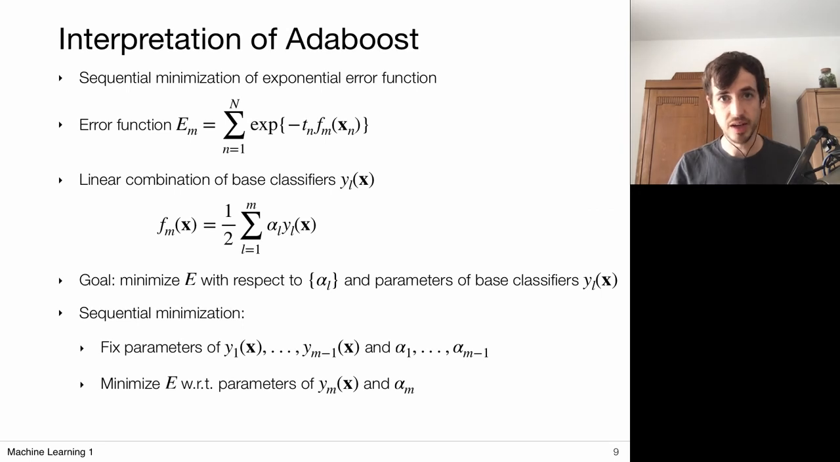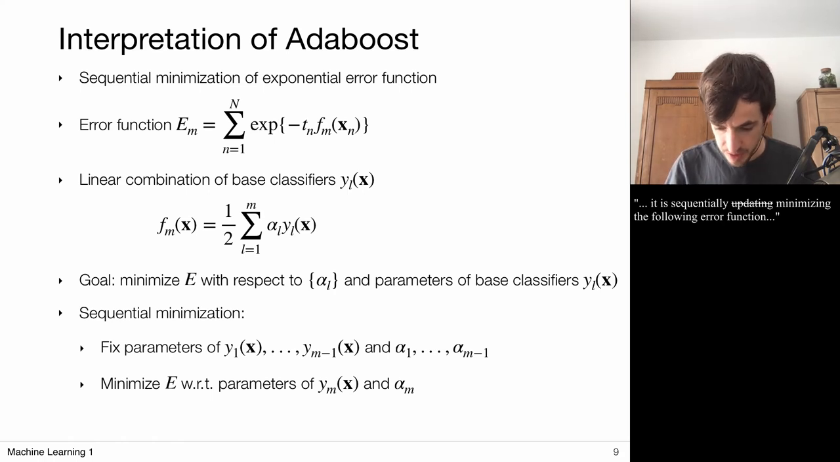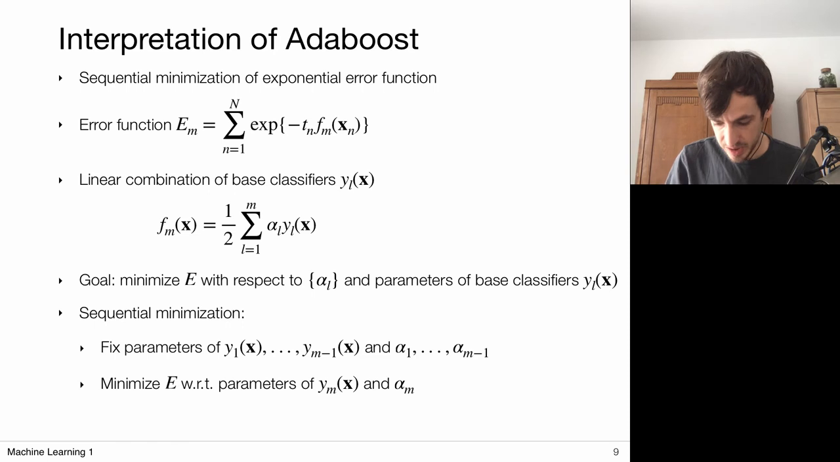Okay, so let's give an interpretation to AdaBoost. What the algorithm is actually doing is sequentially updating the following error function. So it looks like this, where I take the exponential error of my classifier. So this f_m is my committee classifier, consisting of up to m of such base classifiers. And the classifier itself is a weighted average of these classifiers, right? That's what we saw before. So each f_m consists of m committee members.